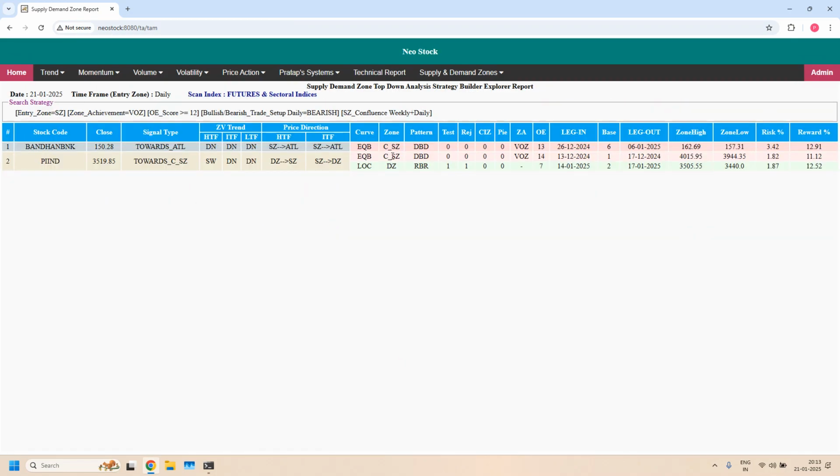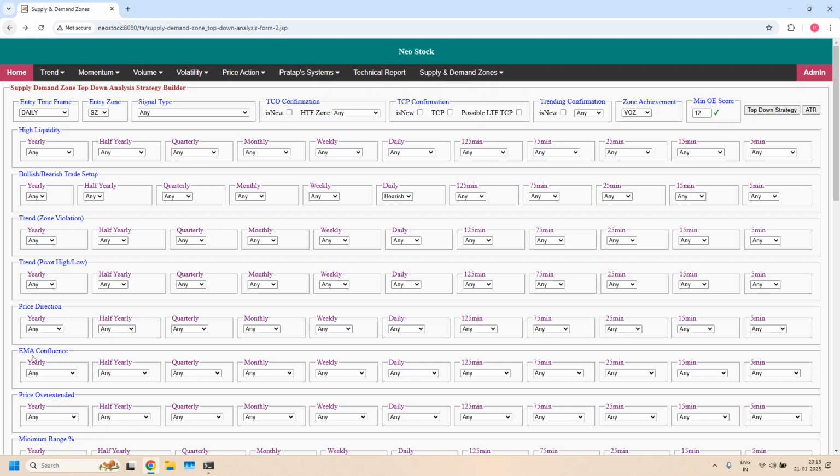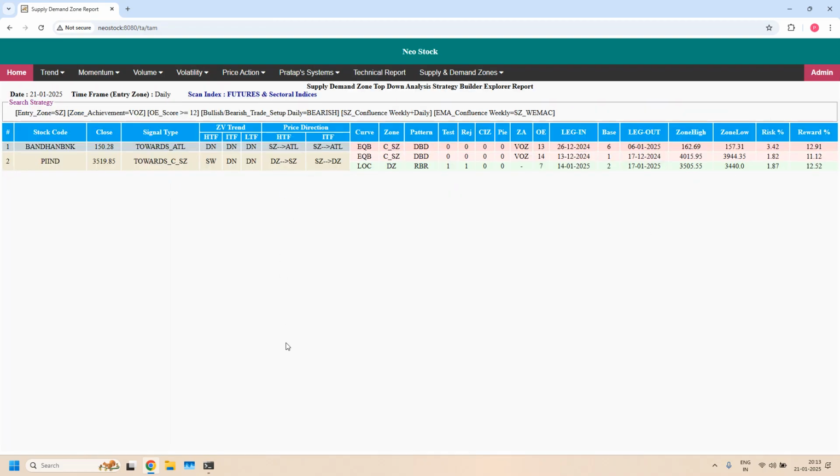In both the stocks, this daily supply zone is part of the weekly supply zone, and the weekly trend is down in both the stocks. Let's verify in the EMA confluence, that is, a weekly supply zone having weekly EMA confluence. Both the stocks are filtered. That means both are even more high probability trade setup supported stocks.